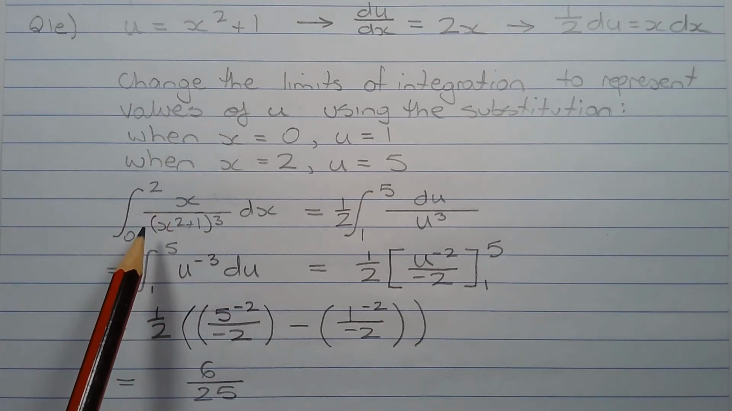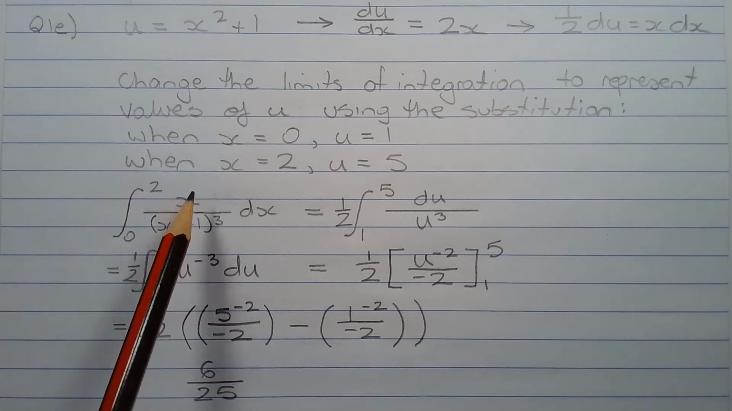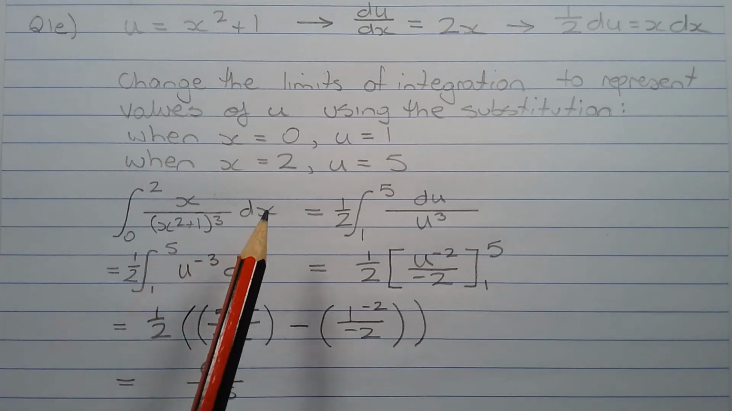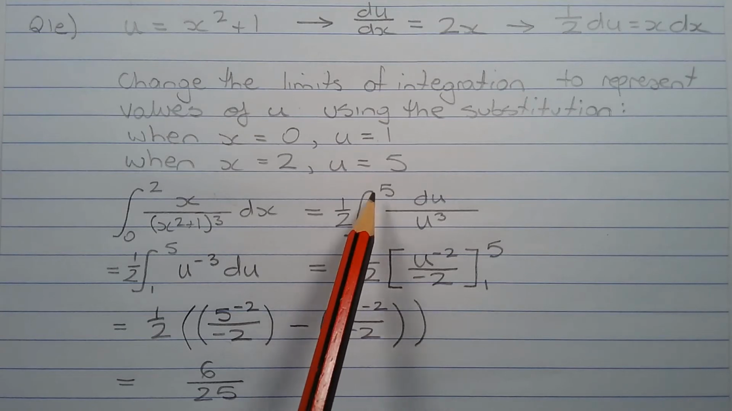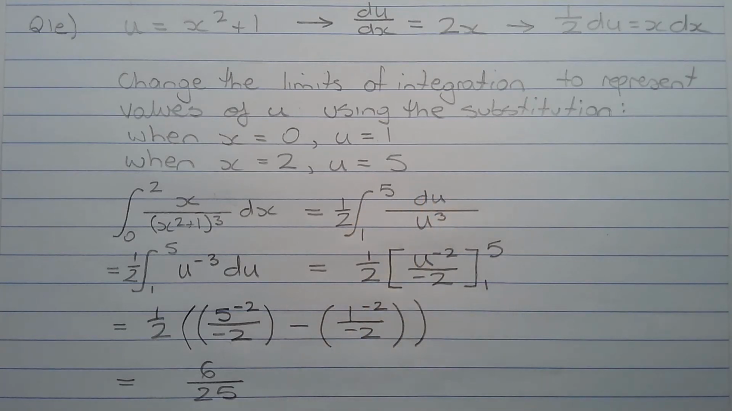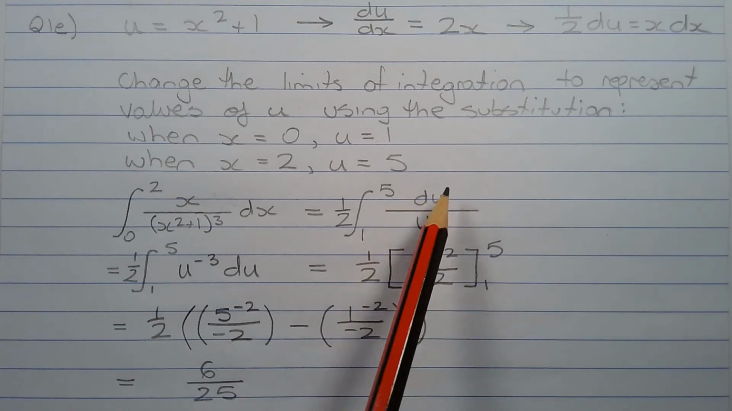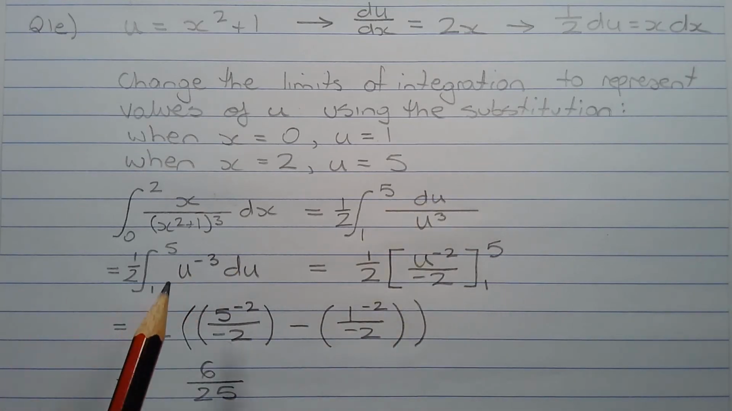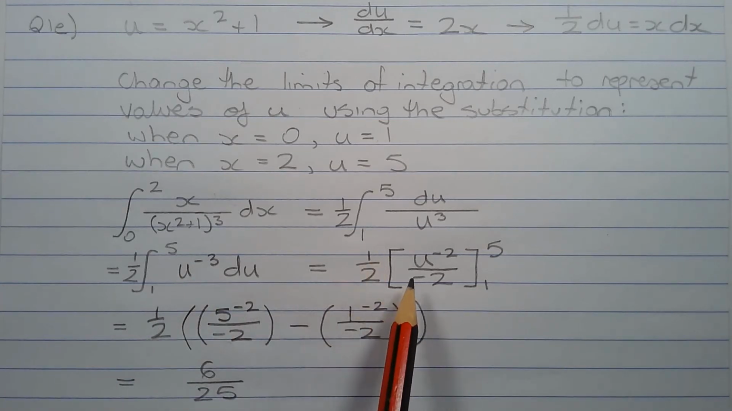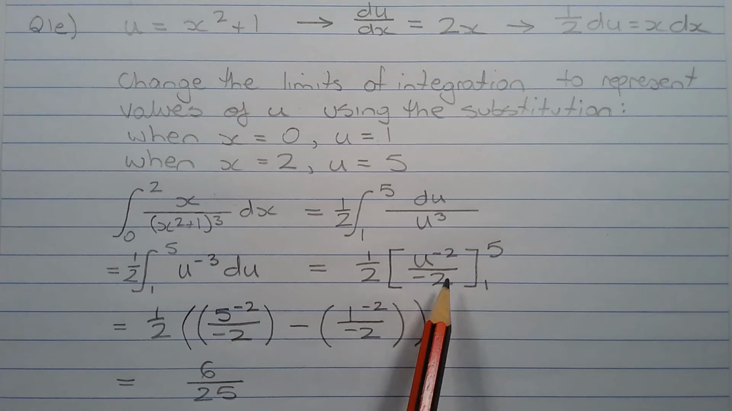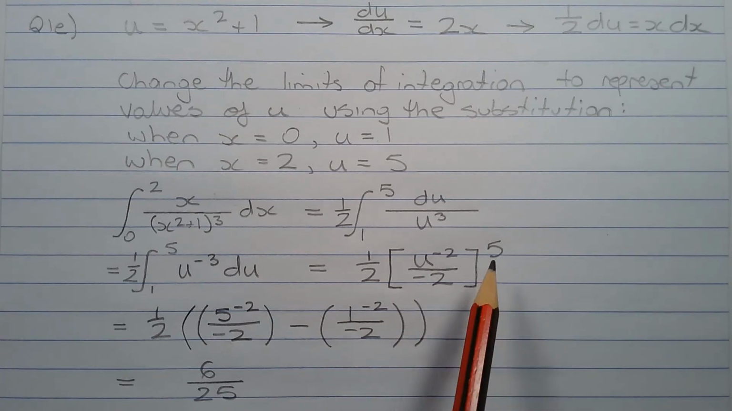Hence, the integral from x equals 0 to x equals 2 of x over (x²+1) all cubed dx is equal to half multiplied by the definite integral from u equals 1 to u equals 5 of du over u cubed, which equals half of the definite integral from u equals 1 to u equals 5 of u to the power of negative 3 du, so expressing this integrand here using a negative index, and integrating u to the power of negative 3 with respect to u, we have half outside of u to the power of negative 2 over negative 2 from u equals 1 to u equals 5.